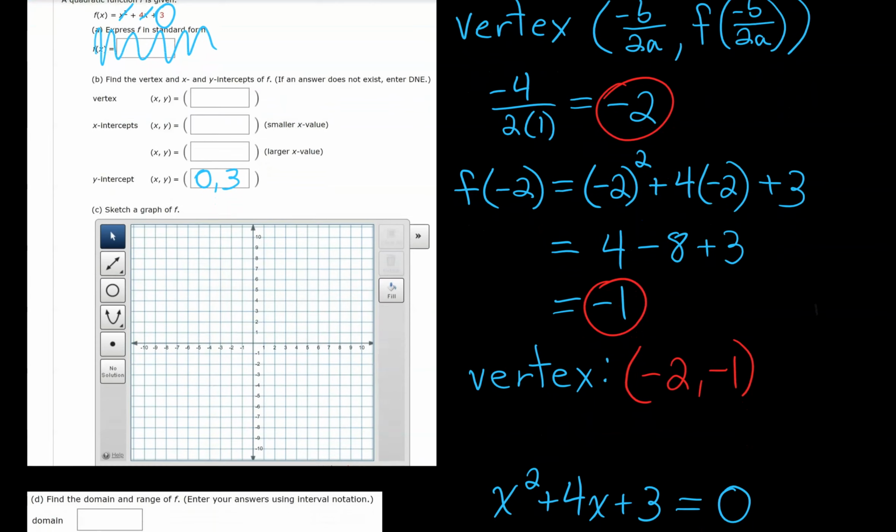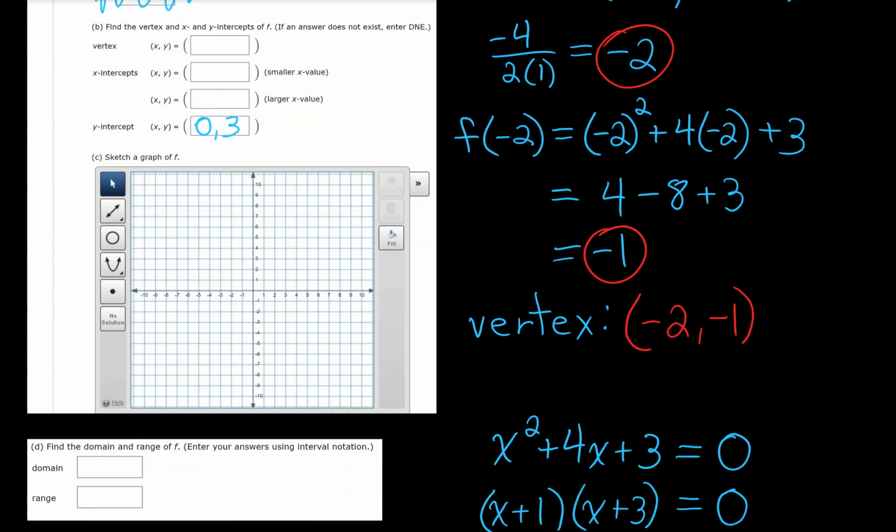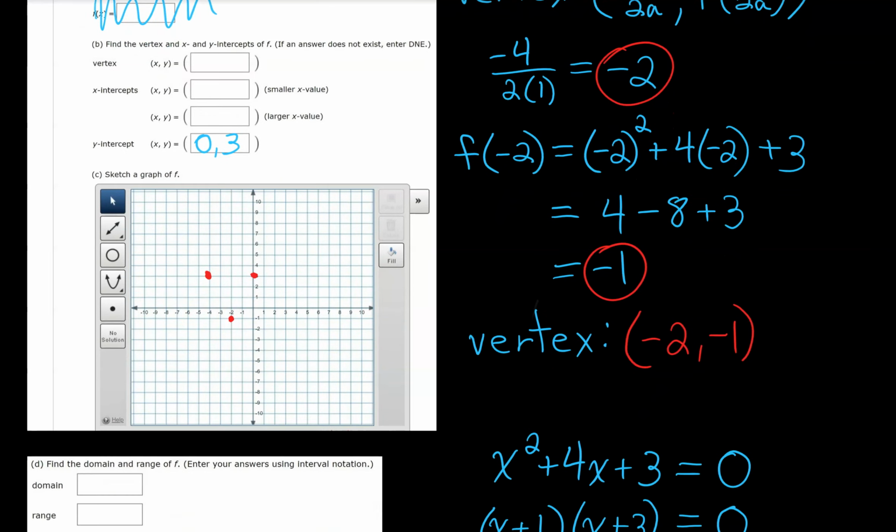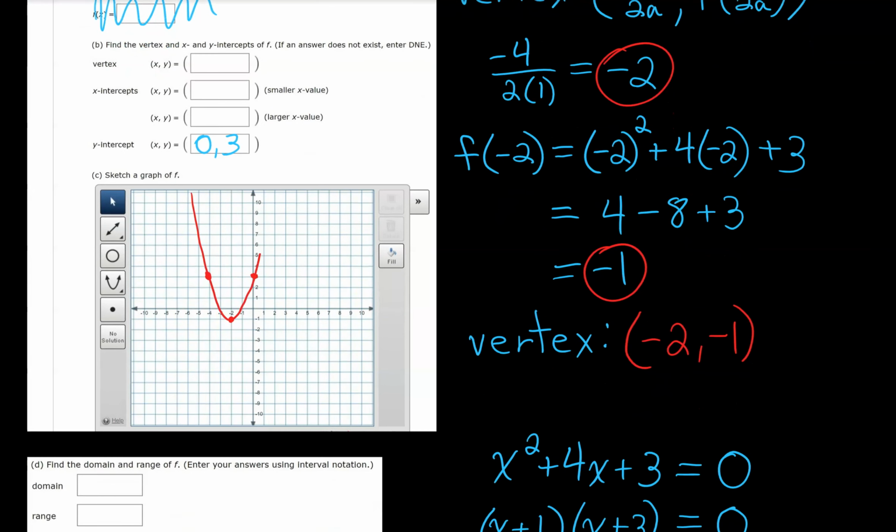Okay, so then we want to make our graph. Our vertex is at negative 2, negative 1. We know some other points. We know 0, 3 is on our graph. This is a parabola, so we can go 2 units over to the left. We also get the point negative 4, 3 is going to be on our graph. If you want to get some other points, all you have to do is pick an x value, plug it into the function that we started with, and see what you get for y, and you can get some more points. But these are enough. We'll get something like this.